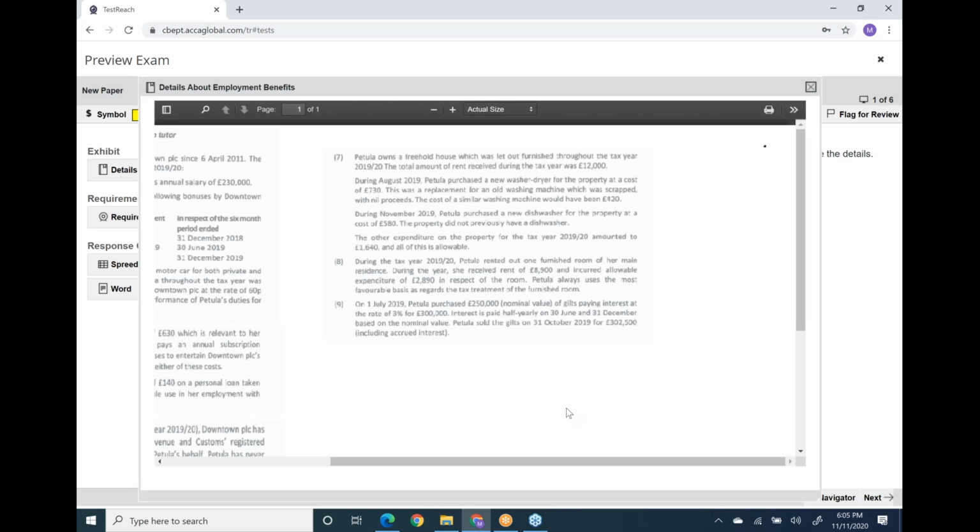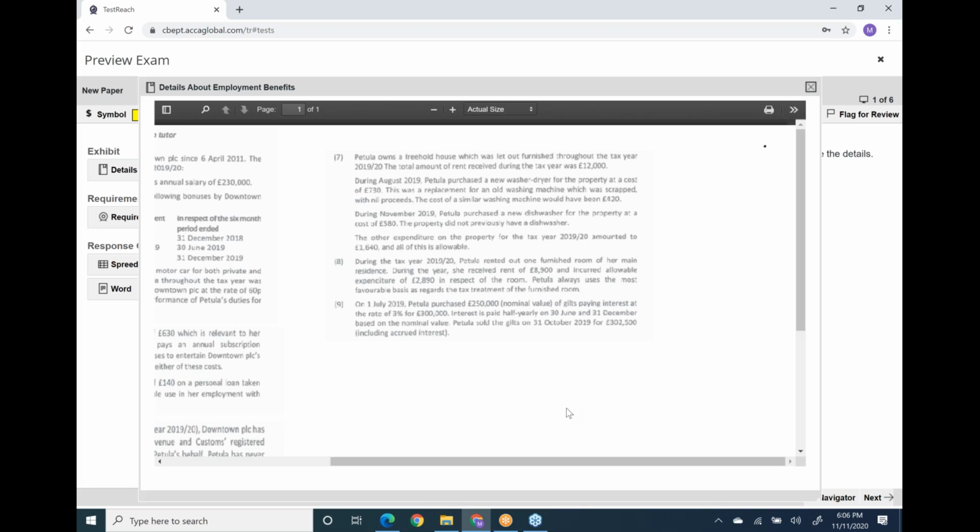During November 2019, Petula purchased a new dishwasher for the property at a cost of 580. The property did not previously have a dishwasher. That means they are buying the dishwasher for the very first time. So it's strictly not allowed. In this paragraph only 420 is allowed.